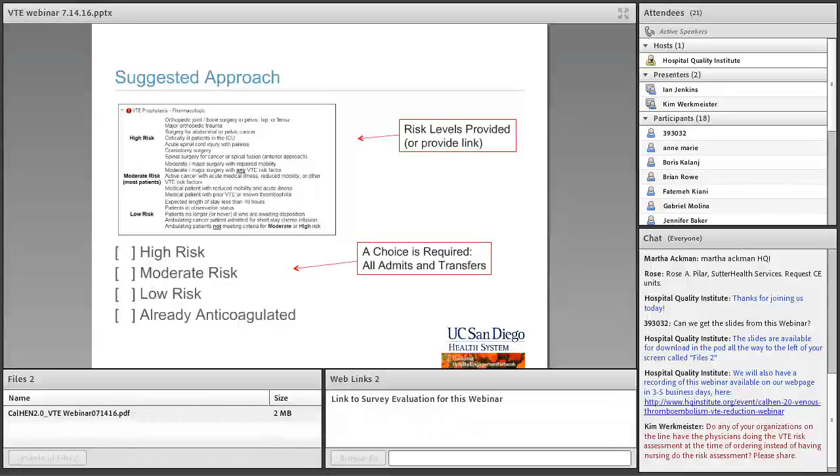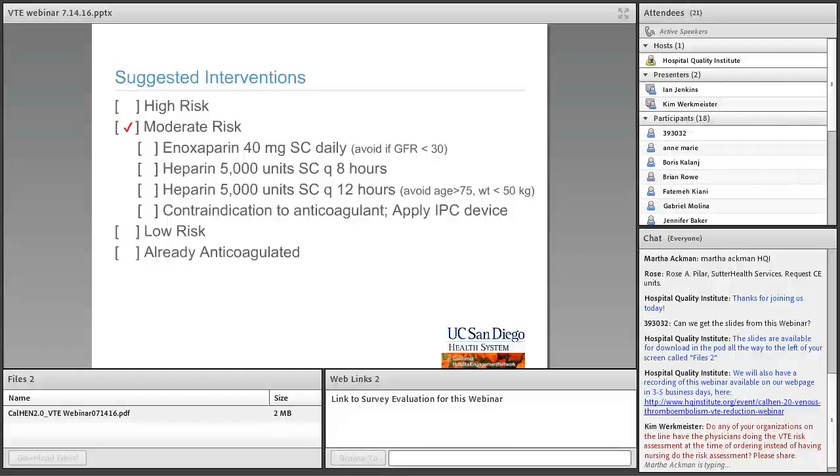Then you would have 4 choices to pick from. And this is a required functionality. So when you admit or transfer a patient at UCSD, you literally cannot do it without certifying that they are high, moderate, or low risk, or that the patient is already anticoagulated and therefore low risk. So once you pick one of those options, which you are forced to do, you're confronted with suggested interventions. I want to show you what happens when you check moderate risk. It opens up this drop-down menu, and you have to pick one of 4 options.